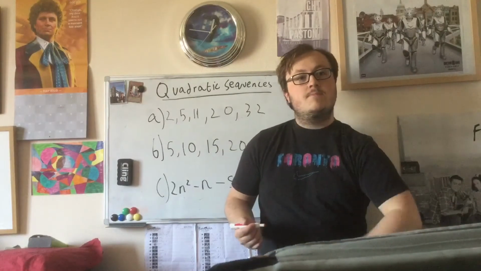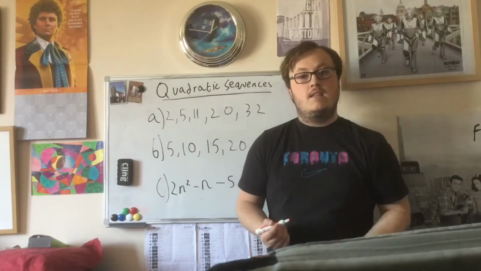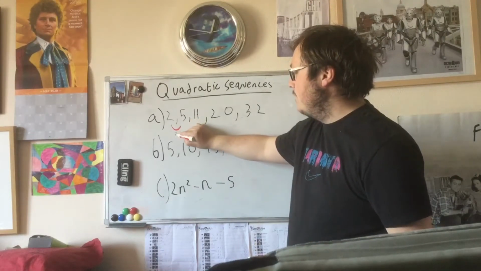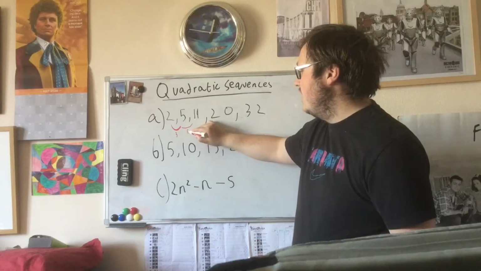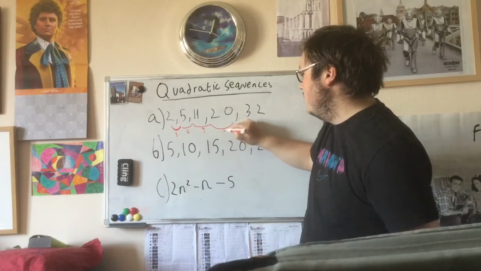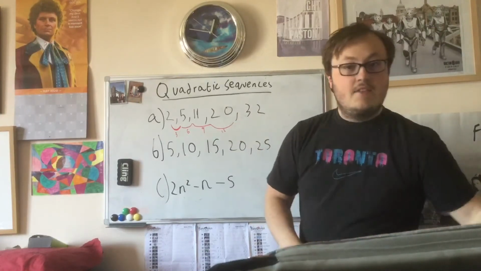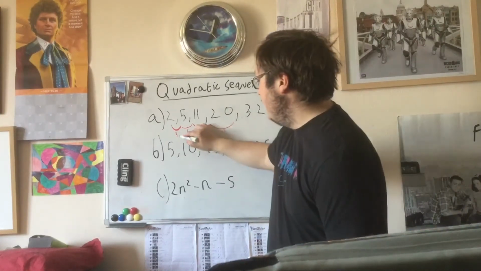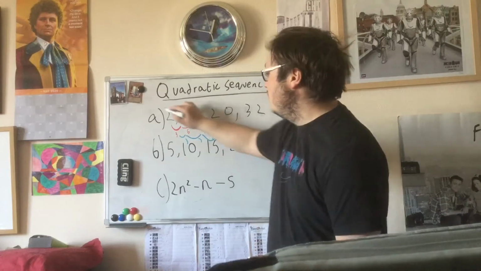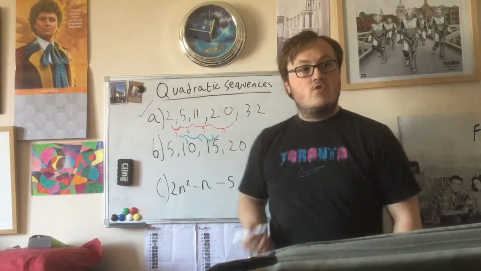Well, remember, the difference between the differences must be the same. So the difference between 2 and 5 is 3, 5 and 11, 6, 11 and 20, 9, 20 and 32, 12. And the difference between those differences are 3. So this is a quadratic sequence.